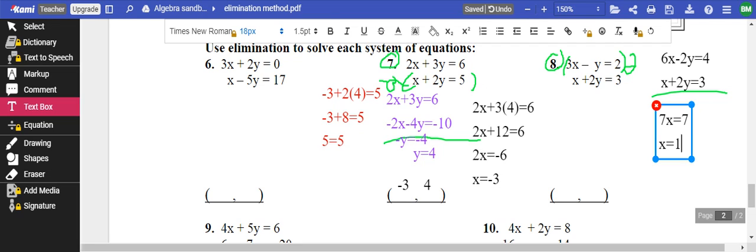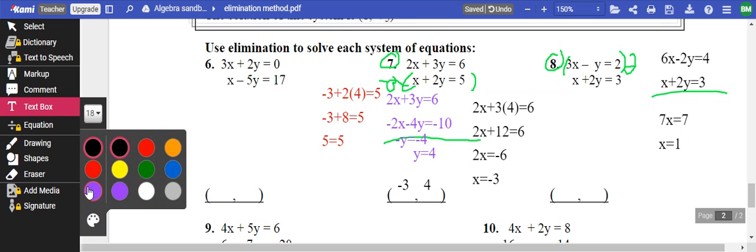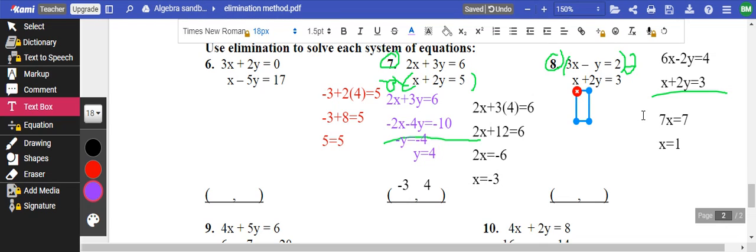Worked out well. Now I'm going to plug this into this bottom equation. And again, I'm going to change the color so you can see that it's different. And I'm going to go 1 plus 2y equals 3. I subtract 1 from each side, and I get 2y equals 2. Therefore, y equals 1. So I can just simply plug those in, 1 comma 1.